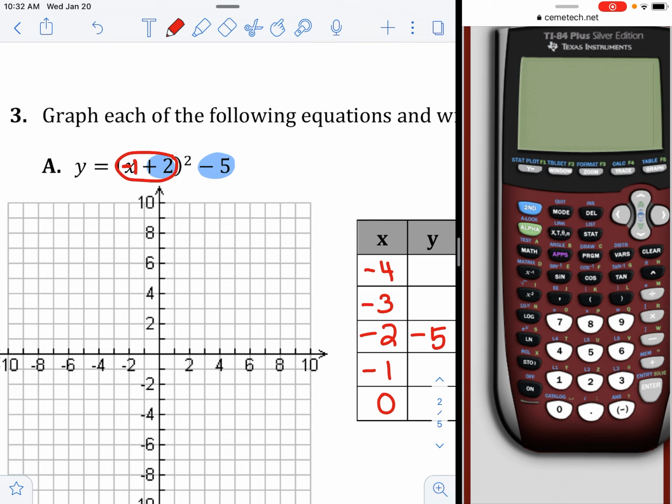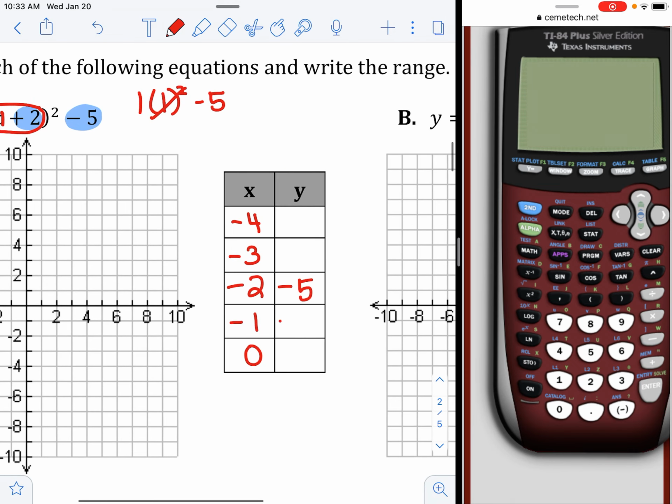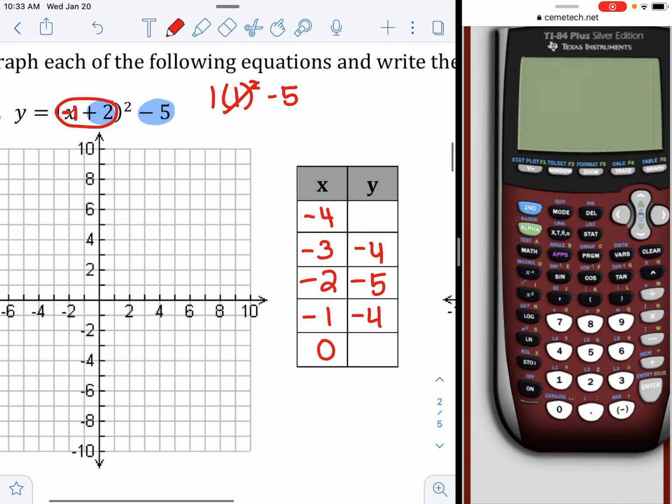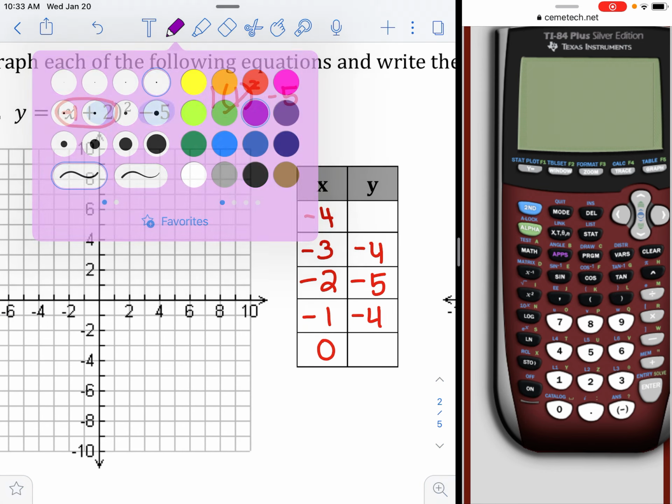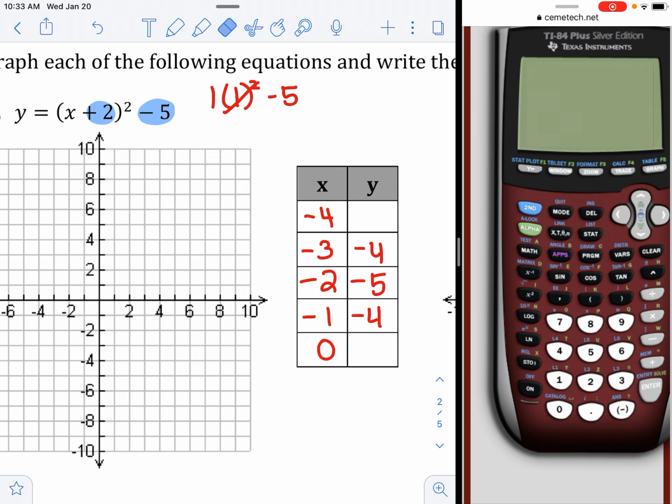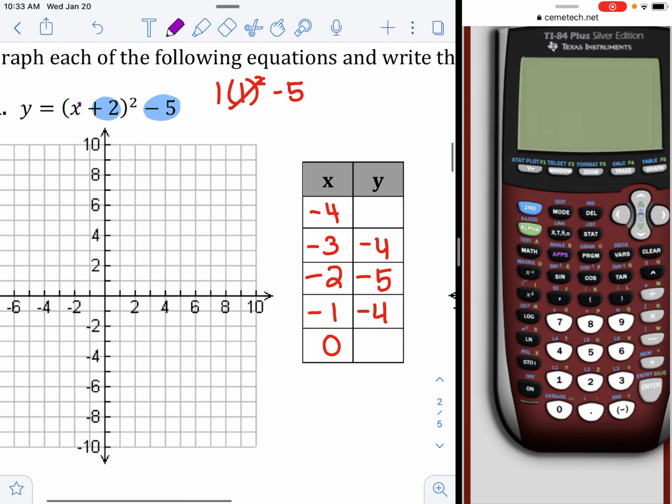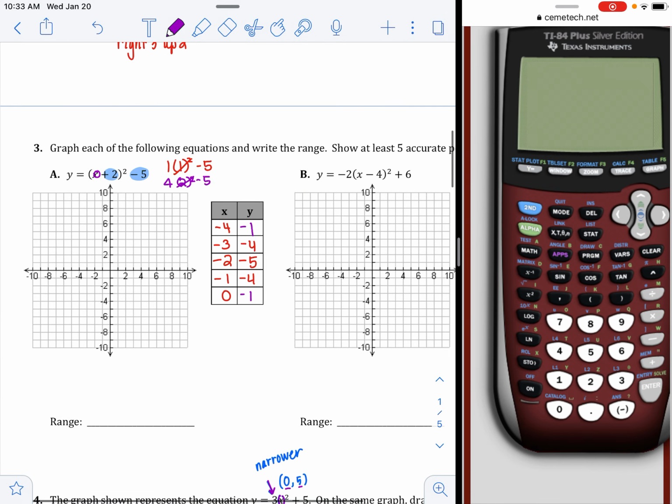Negative 1 plus 2 is 1. Then I have to square it and subtract 5. 1 squared is 1. 1 minus 5 is negative 4. I'll get the same thing as if I plug in negative 3. All right, now I'm going to do the same thing but for 0. I'm going to plug in 0 here. 0 plus 2 is 2. Then I have to square it and subtract 5. 2 squared is 4. 4 minus 5 is negative 1. And now I can graph my parabola.